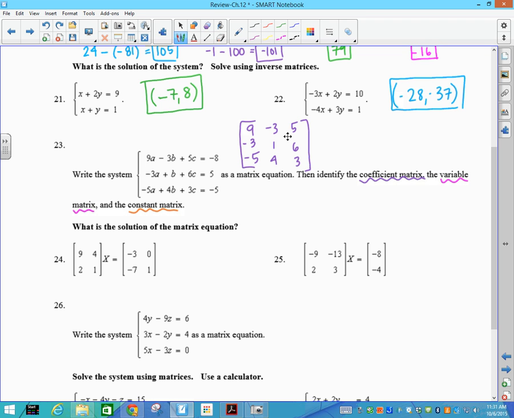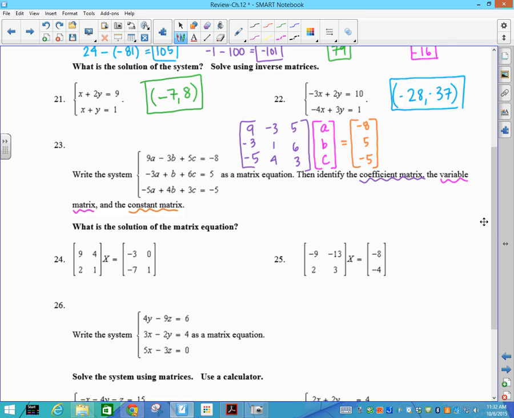Next is my variable matrix, and hopefully you can see the variables in this matrix are A, B, and C, and they have to be written in a column. And then my constant matrix is what's on the other side, and that's negative 4, 5, and negative 5. Keep in mind, the only thing that may be challenging is making sure that all of the things are in the right order. You've got to have all the same variables lined up to be able to transfer it to the matrix. Okay?